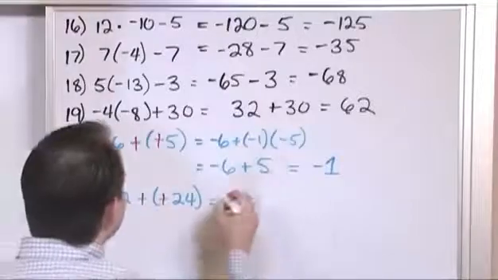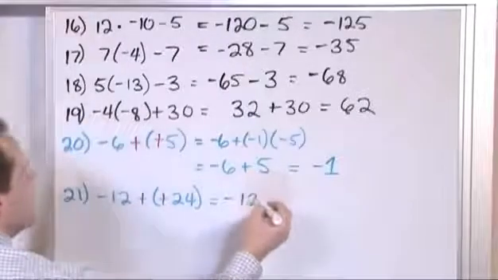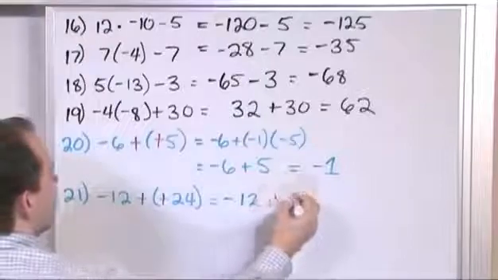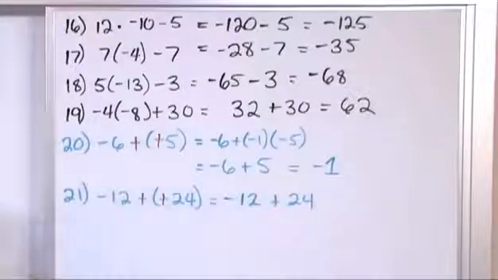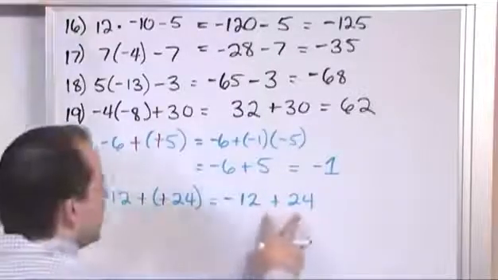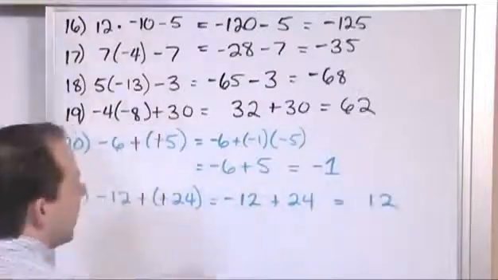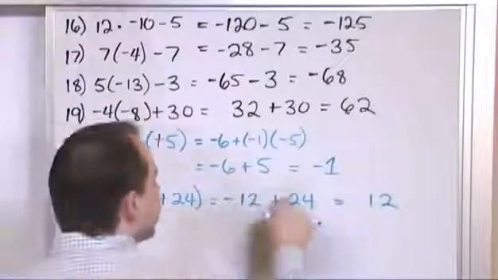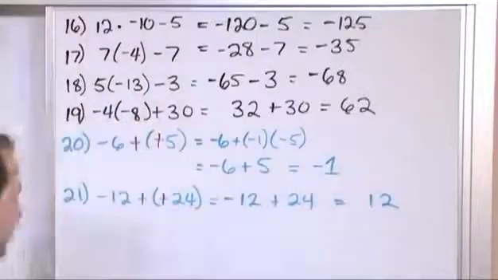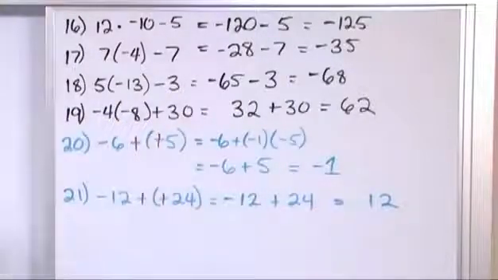So what you're going to have is negative 12 plus 24. And over here, when you're doing the addition, the signs are different. So you're going to subtract the numbers, and you're going to get a 12. That's the rule. And the sign comes from the larger absolute value, so it's positive 12. So the answer is positive 12 in that case.